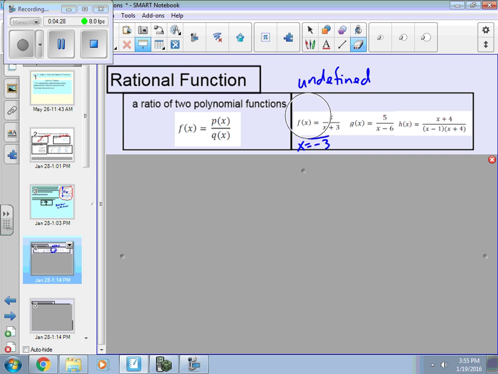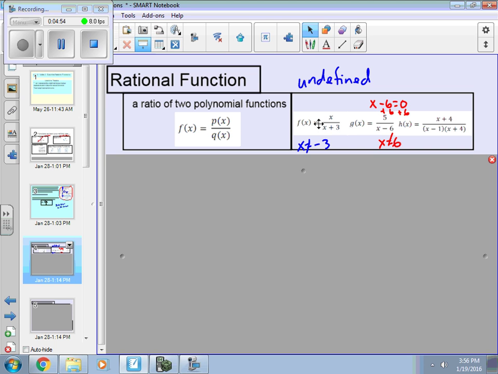The way you can find all these undefined values is to set anything in the denominator equal to 0. So on this next one, if we set x minus 6, the denominator, equal to 0 and solve it by adding 6, we see that x equals 6 is the domain restriction for that one. x can't equal 6 in this problem. Just like in the last one, x cannot equal -3.